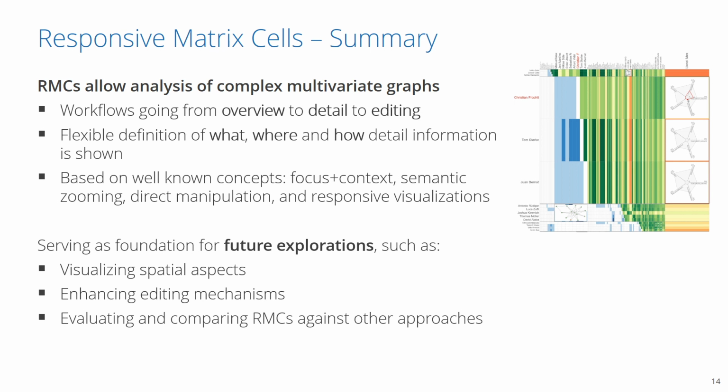For example, it may be promising to consider spatial aspects, such as embedding maps into responsive matrix cells for geospatial networks. Editing could be improved by allowing absolute or relative changes of groups, or providing guidance by indicating reasonable values. Also, more elaborate evaluations should be conducted to compare our integrated responsive matrix cells with classic multiple view approaches.